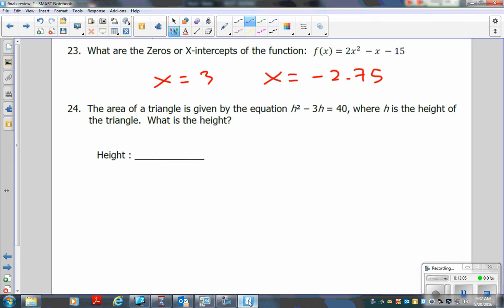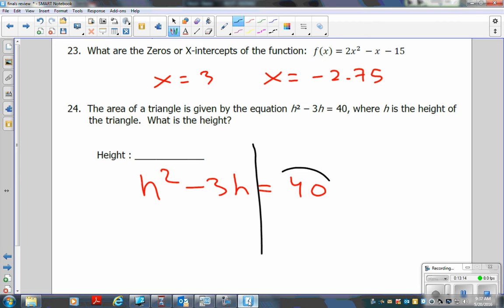The area of a triangle given by this equation, 4h squared minus 3h equals 40. Again, the trick to these is really easy. Wherever it says not equal to 0 equals to any other number, this is what we're going to look for. We're always going to look for that on the y. So we can use a graph or the table. Now the calculator doesn't like h, so we can use x squared minus 3x.